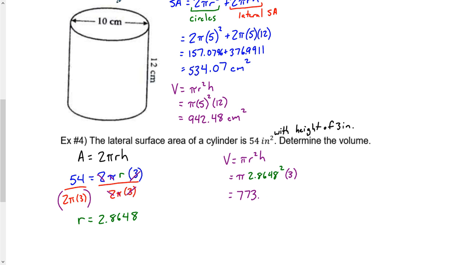Oh, sorry, decimal's in the wrong spot. 0.35, and it'd be inches cubed. So make sure you're able to use your calculator properly. All right, that means you should be able to go have some fun.